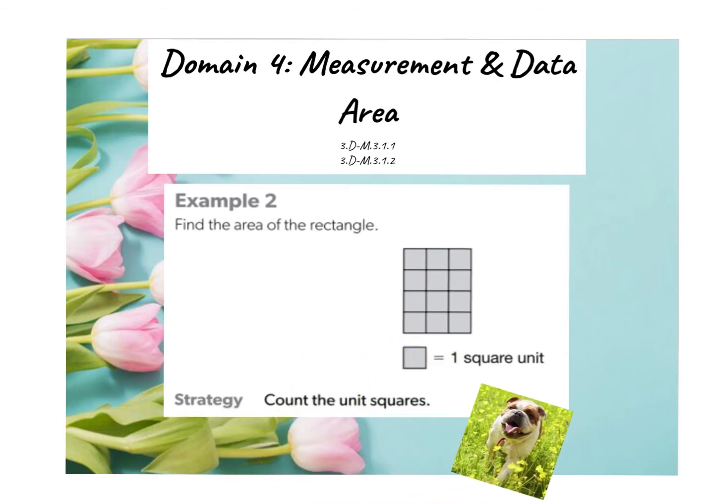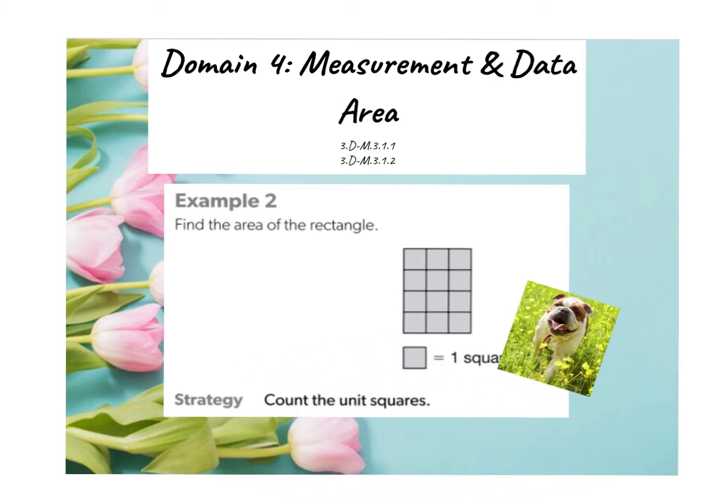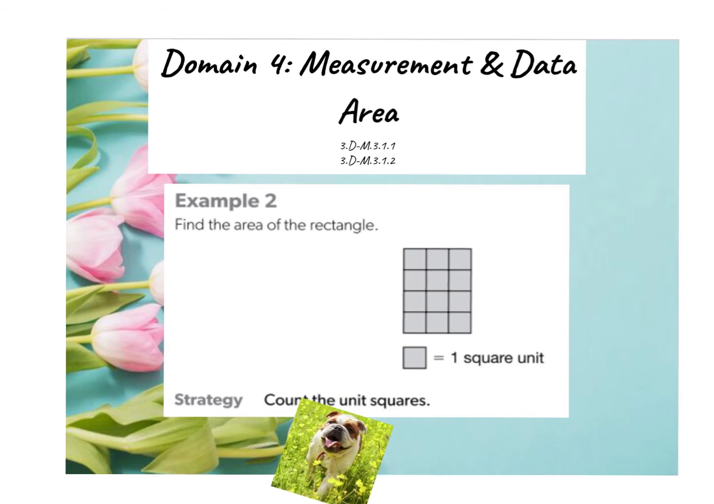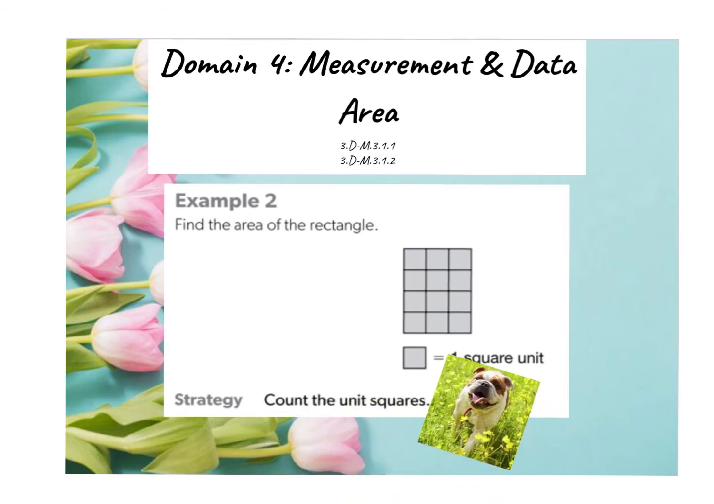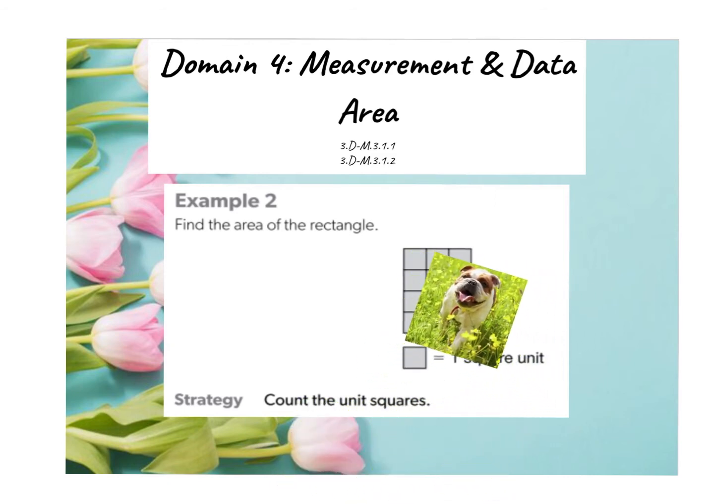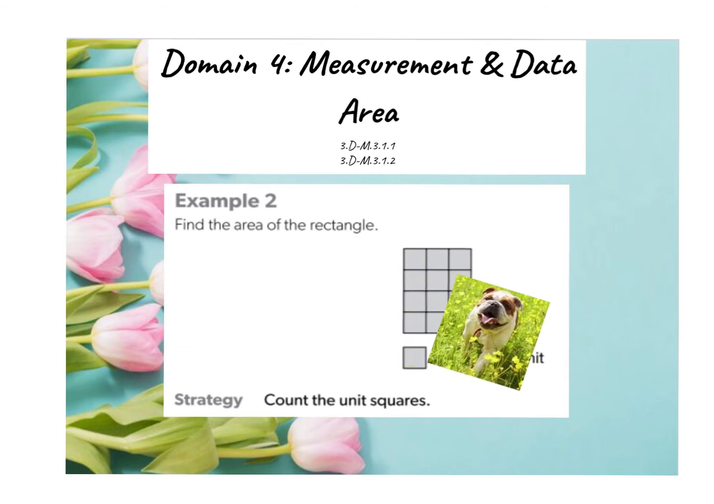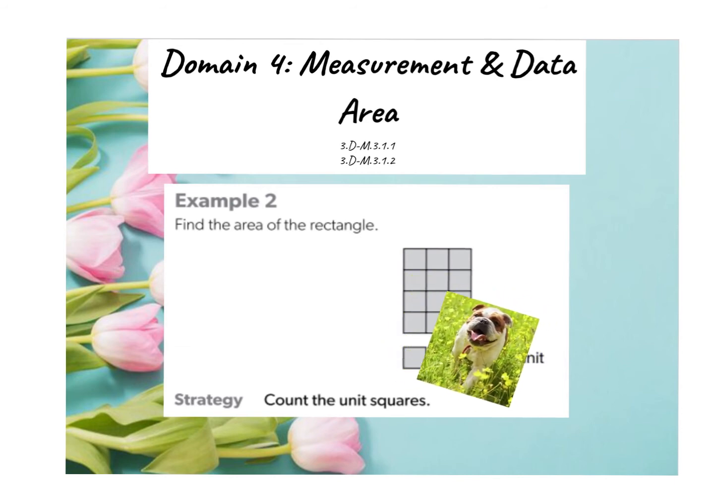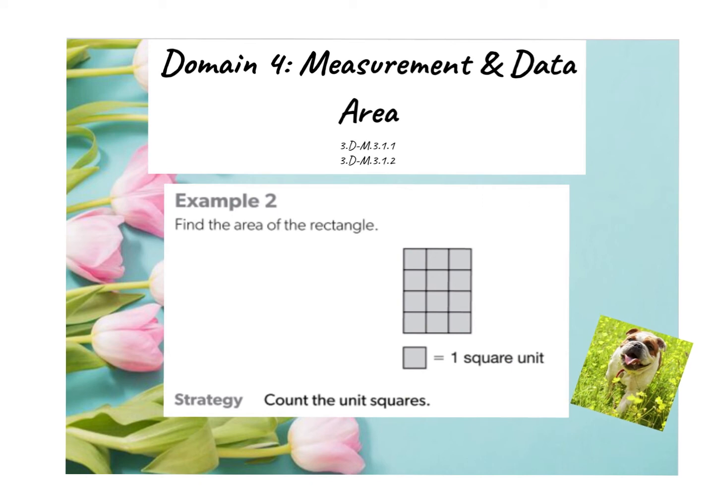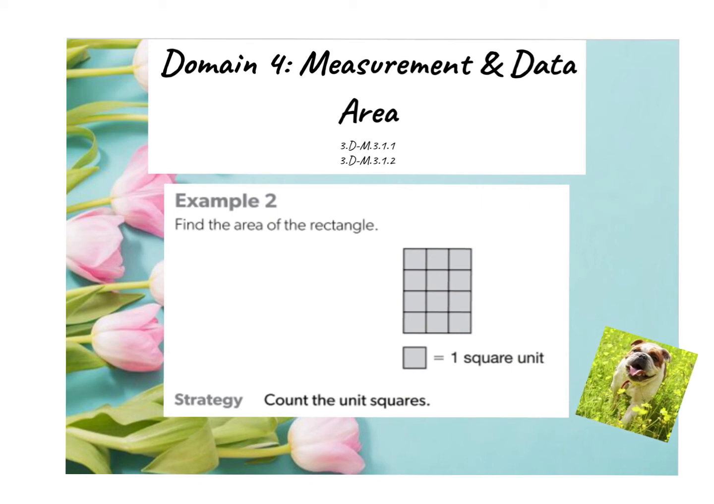Now, another strategy we can do when there are many square units is to count the unit squares. For example, find the area. We have 1, 2, 3, 4, 5, 6, 7, 8, 9, 10, 11, 12. 12 square units. So that would be the area.